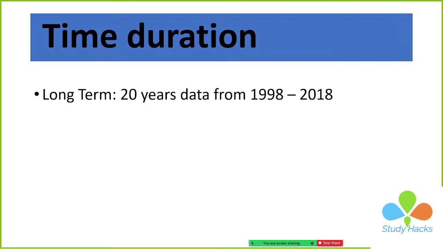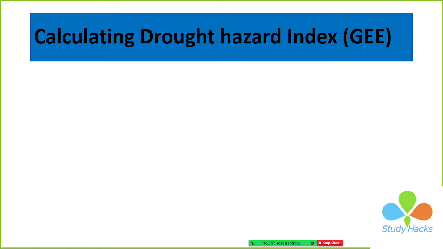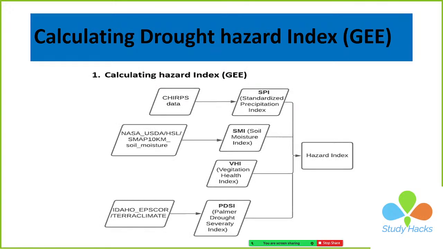We get the long term data set for one satellite image, and we can also set here the short term. So mainly in this application we can get the 20 years data from 1998 up to 2018, and get the short term data November to April. And then we also need to calculate the drought hazard index in GEE. So for this, we already discussed this.